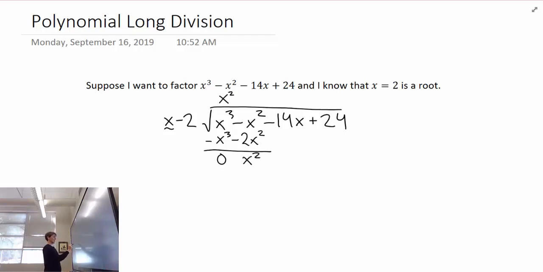Now, how many times does x go into x squared? x times. x times x minus 2 is x squared minus 2x. I carry down the minus 14x. Subtract again. Again, the x squareds go away, they should. And minus 14 minus 2 is minus 12.